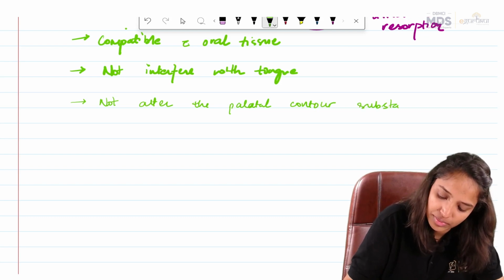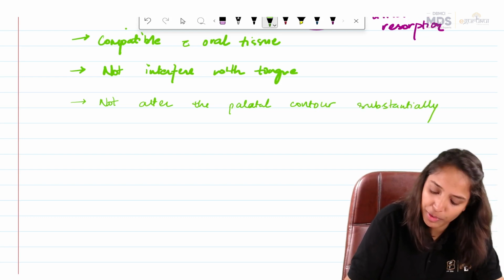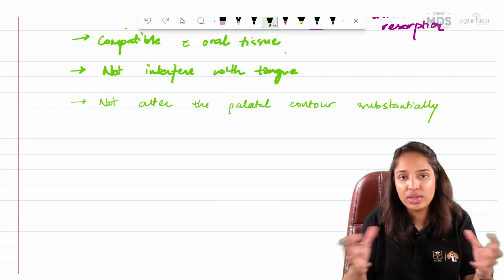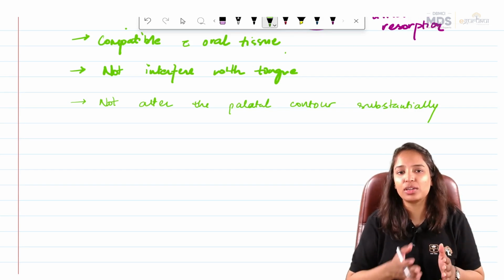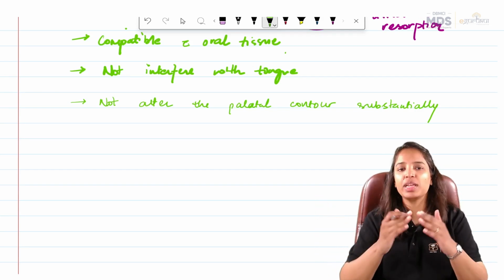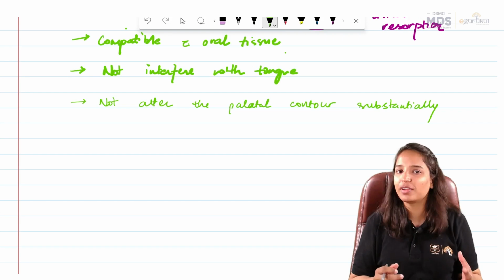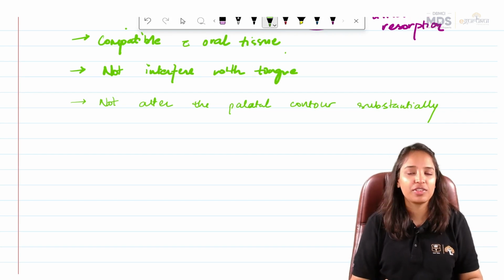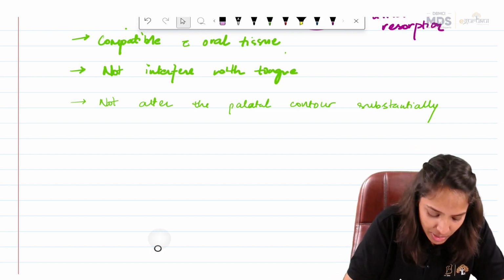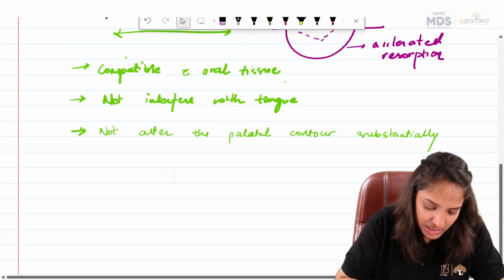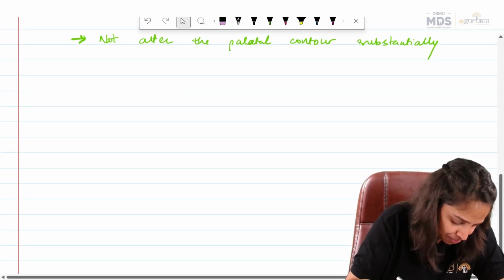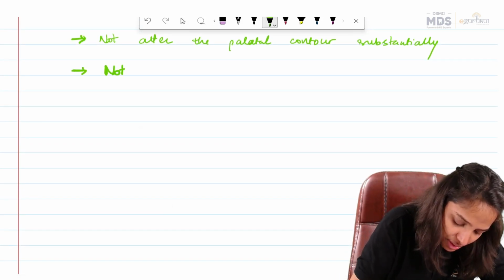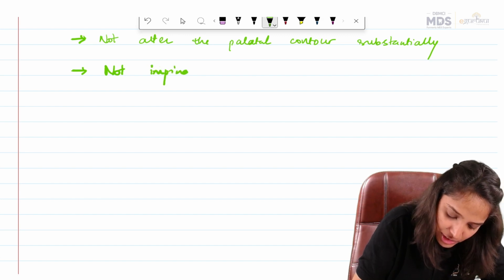So whatever is your prosthesis design, that design should not alter or change the shape of the palatal contour. Say it is U-shaped, you should not make it V-shaped, because that will be difficult for the patient to transition, plus the tongue will continuously touch and interfere over there. So it should not alter your palatal contour. This is point number 4 for us. Point number 5 is it should be constructed in a way that it does not impinge on oral tissues.